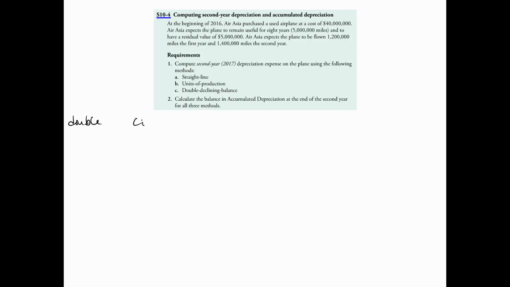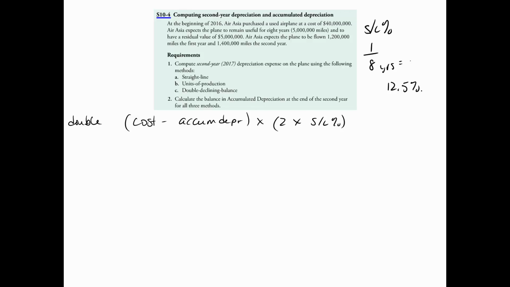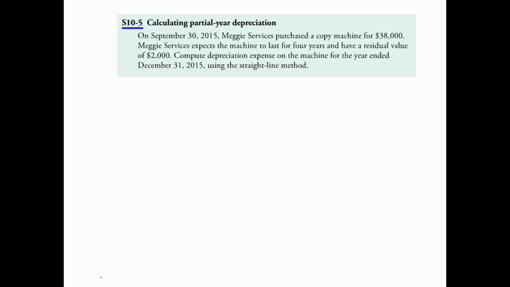So double declining will be the cost minus the accumulated depreciation, or the book value, times 2 times the straight line rate. The straight line rate would be 1 over 8 years this time, and 1 over 8 is 12.5% per year. So if I was doing it straight line, I would take 12.5% per year of the depreciable cost. So here, again, keep in mind you don't take the salvage value or the residual value off the top, right? Because we're just doing book value here.